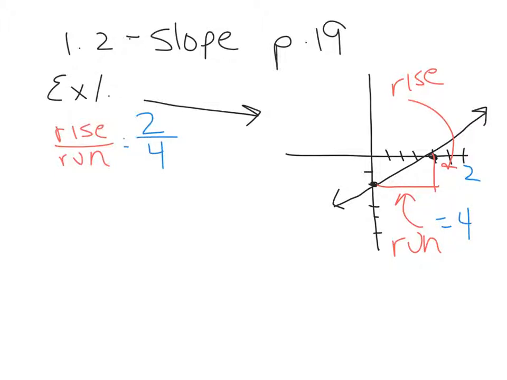And then, of course, as with all fractions, we always reduce. So 2 over 4 reduces to 1/2. So the slope of this line, based on this rise and this run, is 1/2.